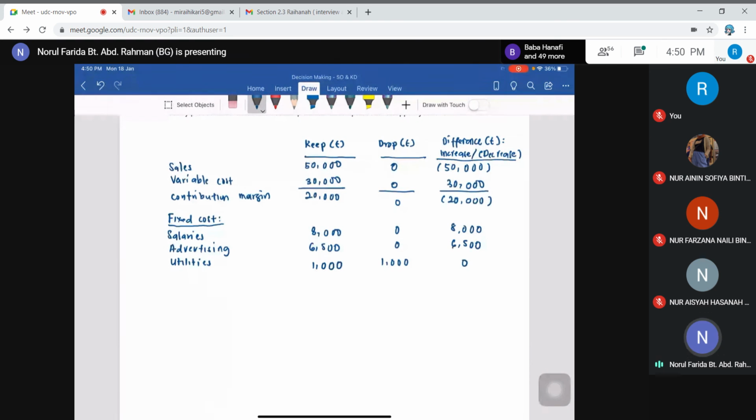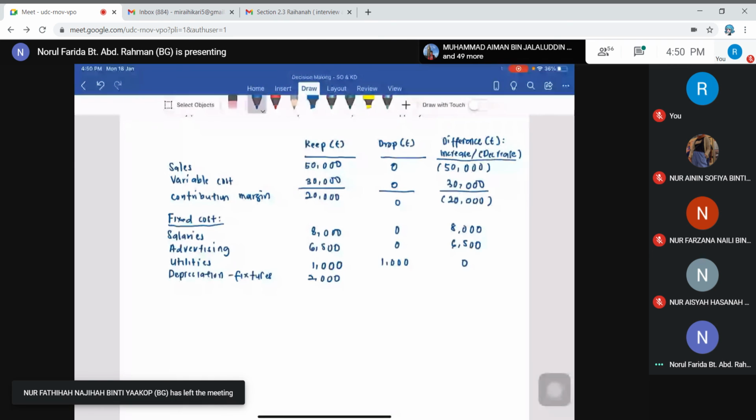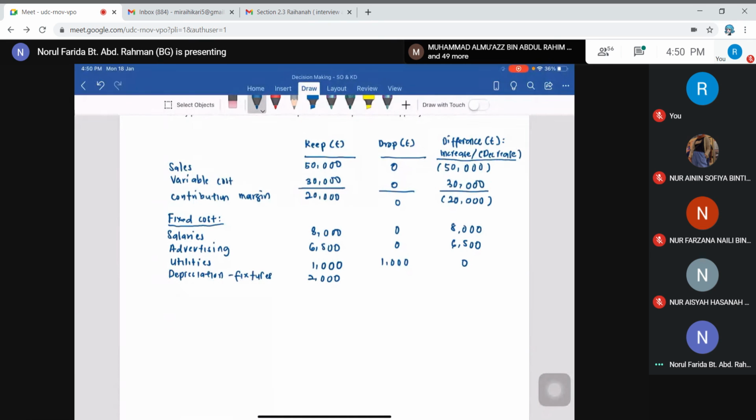Okay. Next you ada apa tu? Depreciation. Depreciation on fixtures. 2,000. Okay. Depreciation fixtures 2,000. If you drop, depreciation masih provide atau tidak? Masih. Check on. Masih on.